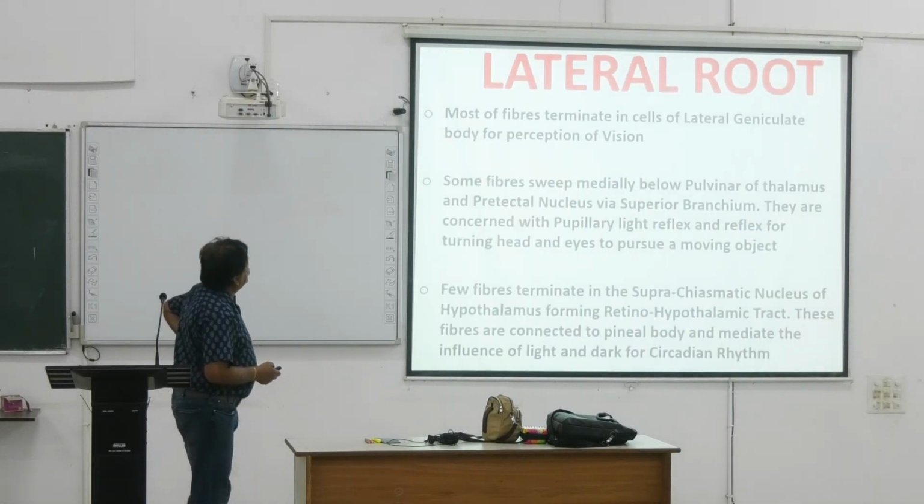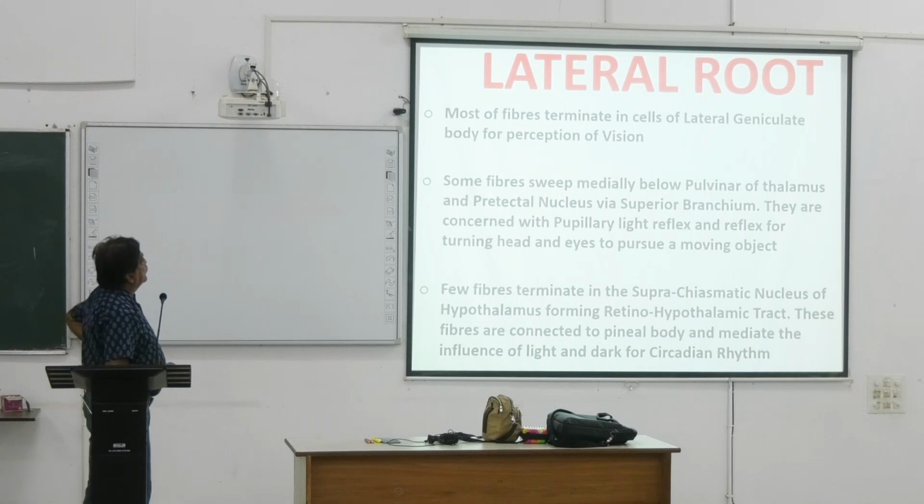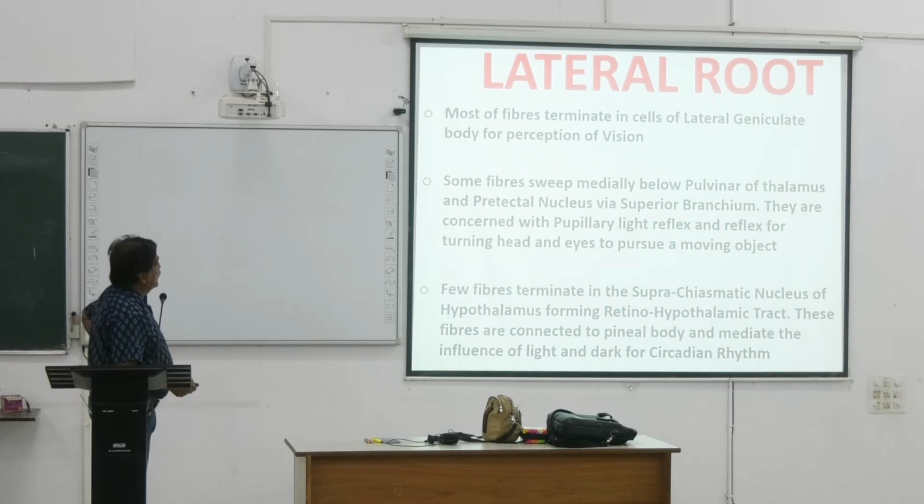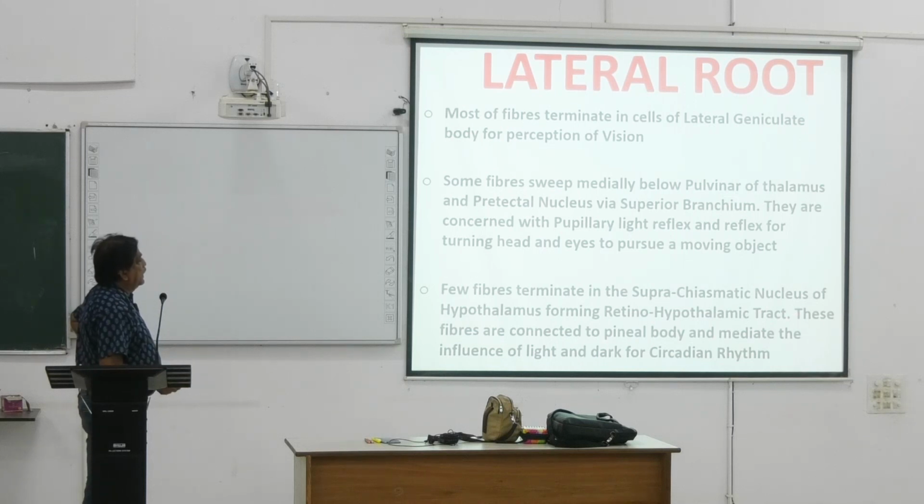Now the lateral root: most of the fibers terminate in cells of the lateral geniculate body for perception of vision. Some fibers sweep medially below the pulvinar of the thalamus to the pretectal nucleus via the superior brachium. They are concerned with the pupillary light reflex and the reflex for turning the head and eyes to perceive a moving object. A few fibers terminate in the suprachiasmatic nucleus of the hypothalamus, forming the retinohypothalamic tract. These fibers are connected to the pineal body and mediate the influence of light and dark for circadian rhythm.